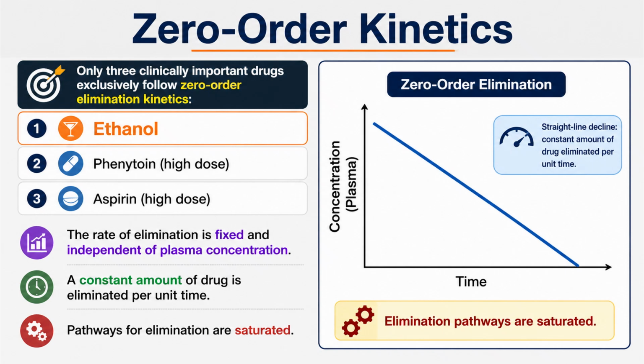So, normally, for other drugs, a high concentration has a high rate of elimination, which is referred to as first order kinetics, and we'll see that on the next slide. So we need to keep in mind all of these considerations of how things are being impacted. Now, there are only 3 clinically important drugs exclusive to zero order elimination, and that's ethanol, phenytoin, and aspirin. And the elimination pathways are relatively linear in that way.